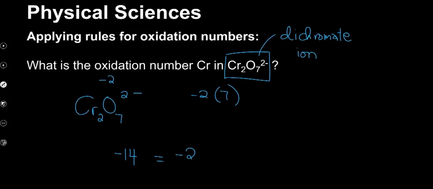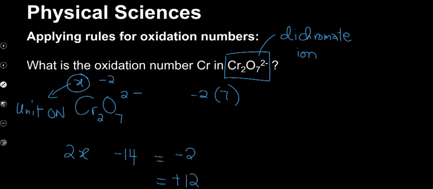Then in this case, what do we have? Let this one be X for argument's sake, because we don't know it. You can even model it that way. So we'll have 2 times X, where this X is the unit oxidation number, which is what we are looking for, right? Plus -14, it should give us the -2. So if we simplify this and transpose that, it's going to give us -2 plus 14, which is +12.